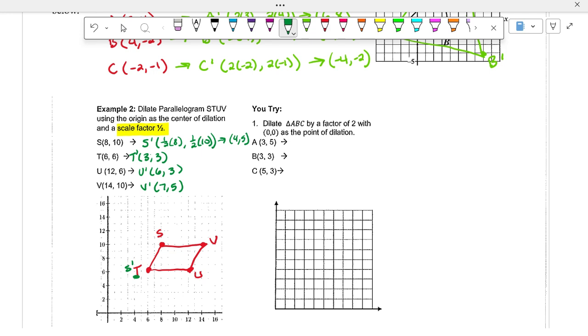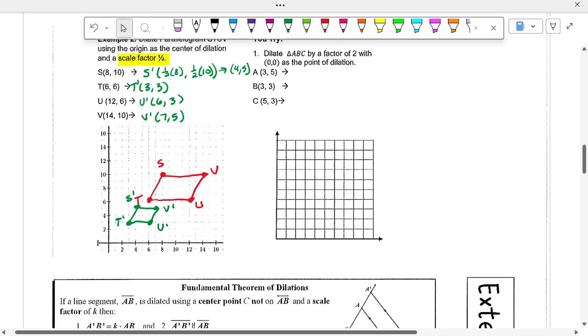So my new figure would look like this. I got (3, 3), (6, 3), and (7, 5). So that's T prime, U prime, and V prime. Our shape got smaller. Why did it get smaller? We were multiplying by a number less than 1, or a fraction.